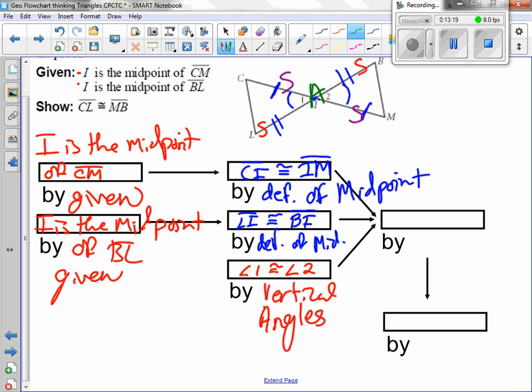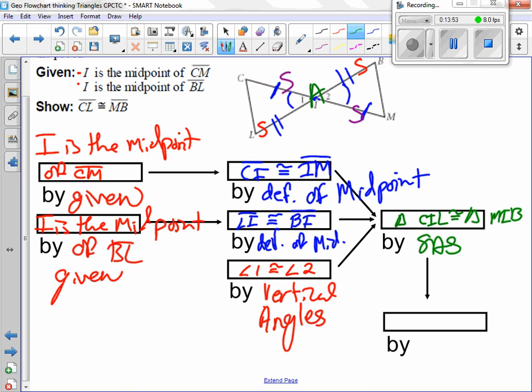So I can say that triangle what? CIL is going to be congruent to what? Triangle MIB by side angle side. First time a little bit of SAS proved anything.